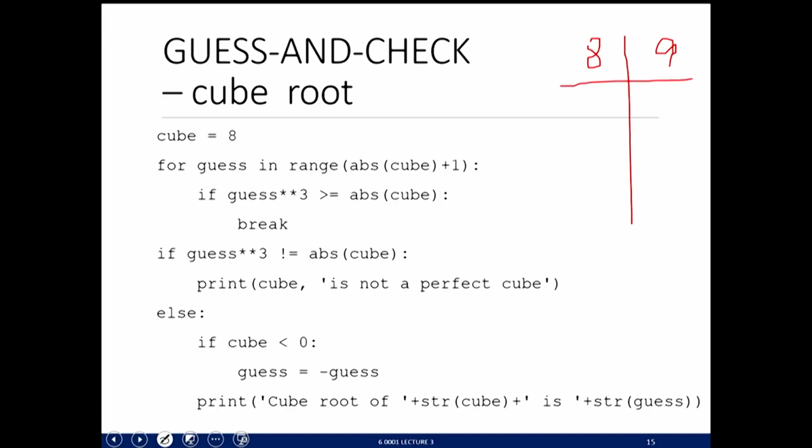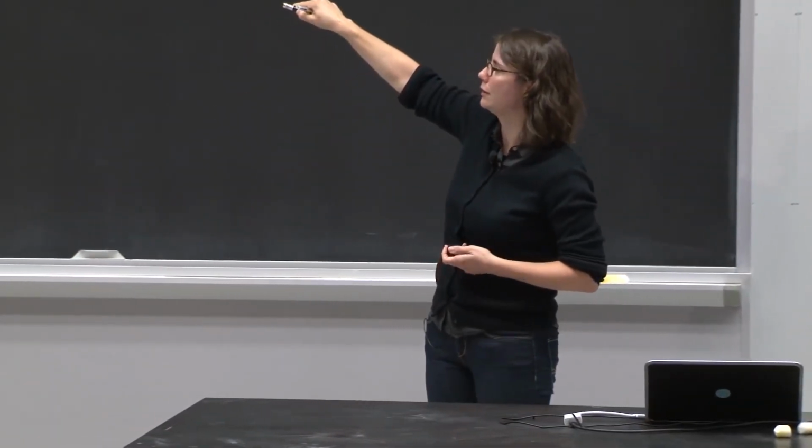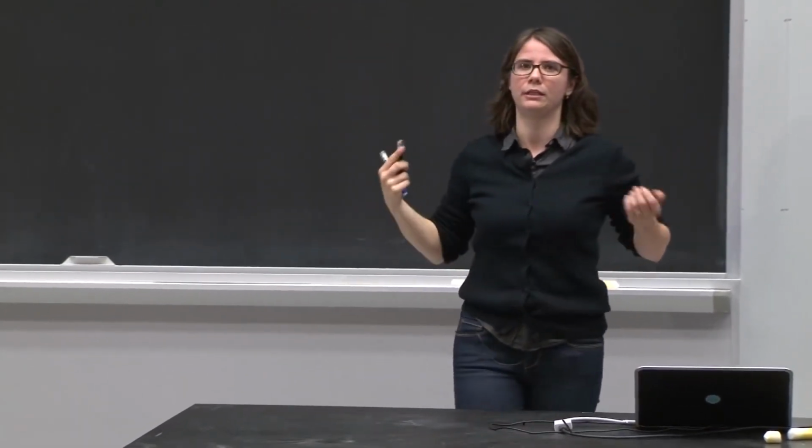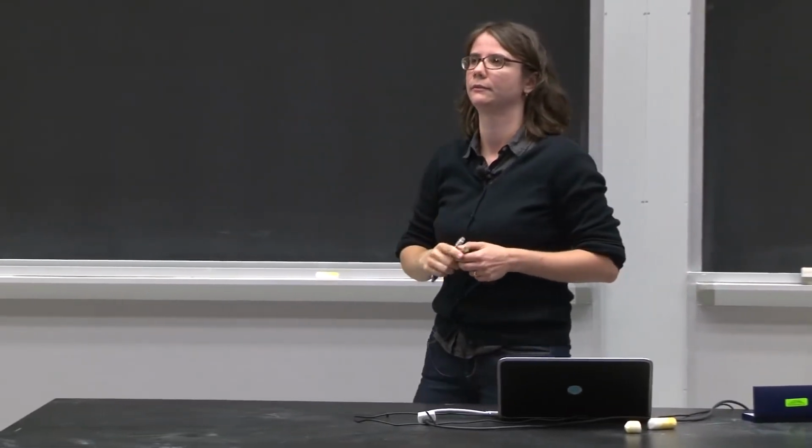Okay, what is this code going to do? It's going to first guess 0. 0 cubed is not greater or equal to 8. 1 cubed is not greater or equal to 8. 2 cubed is greater or equal to 8. So here, once we've guessed 2, we're going to break because we found a number that works. And there's no need to keep looking, right? Once we found the cube root of this number 8, there's no need to keep searching, right? The remainder 3, 4, 5, 6, 7, 8. Okay?